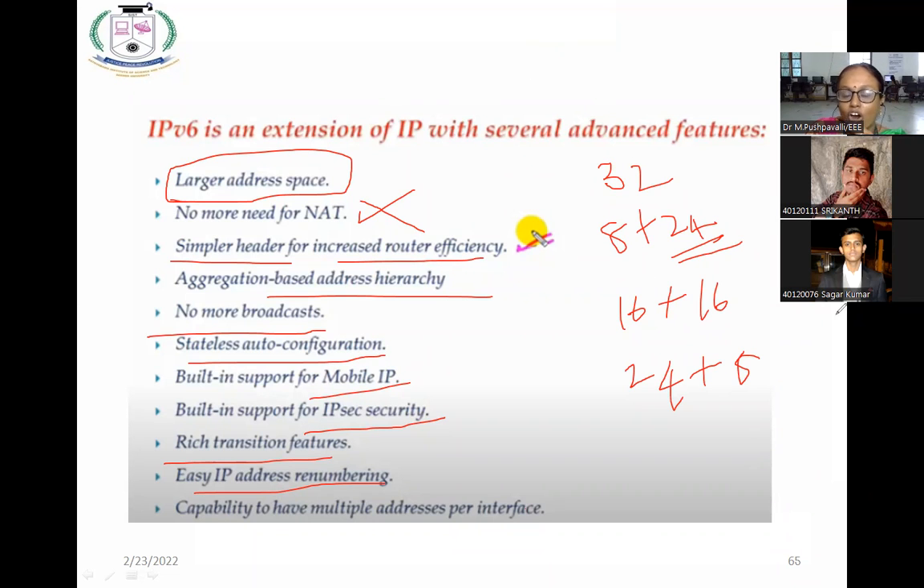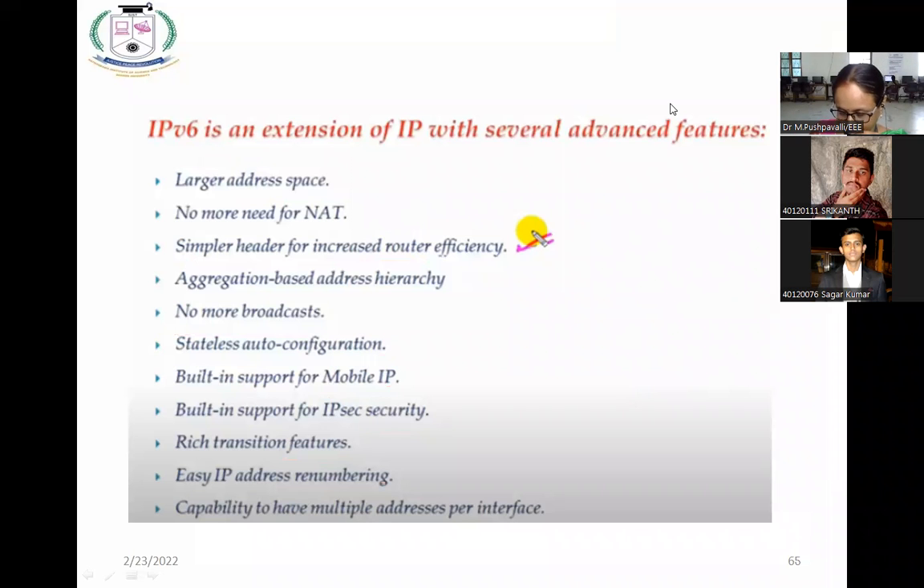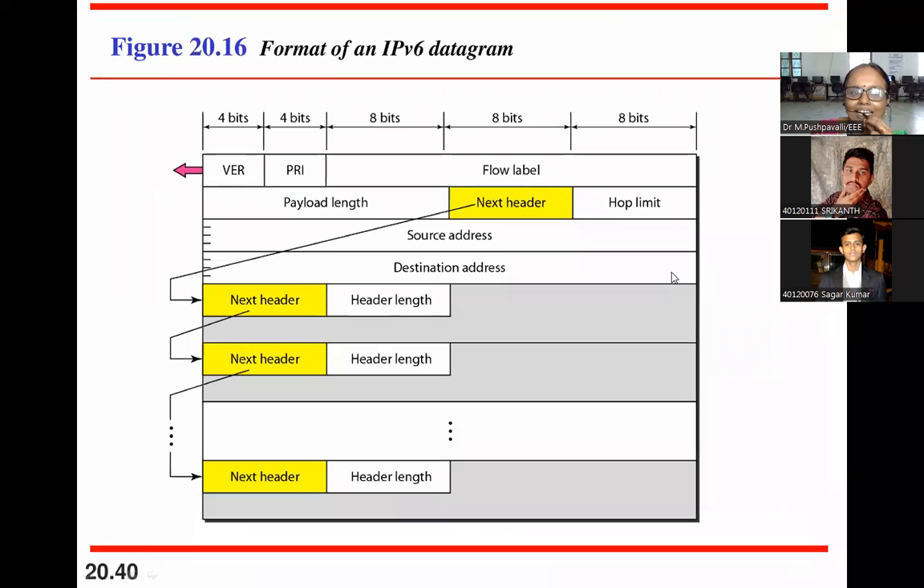What is your question on the large address space that we have in IPv6? Okay, and you all understand. It is a very simple thing. You may understand how that 128-bit address will be there in the format of IPv6.